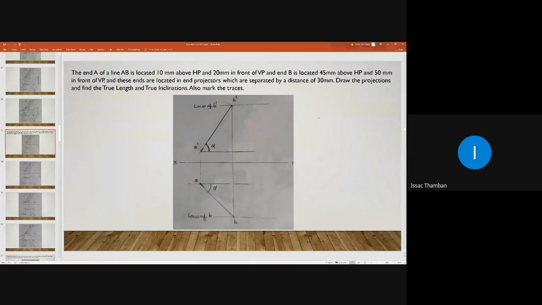First, you draw the XY line and draw the first end projector after leaving some distance on the left hand side, and mark the position of A and A dash. Do it. Draw the XY line, then draw the first end projector and mark the position of end A. It is 10 mm above HP and 20 mm in front of VP. Do it.